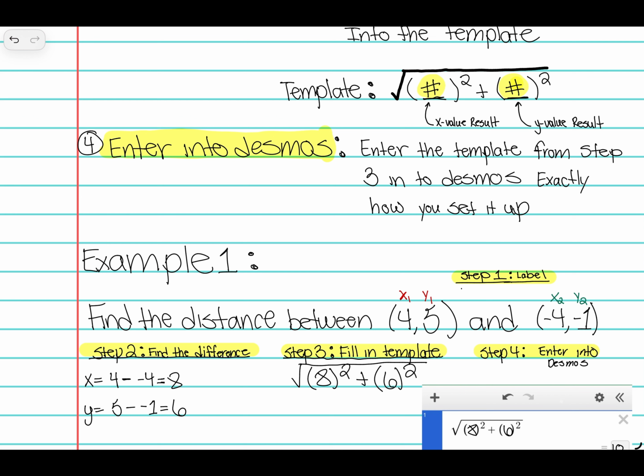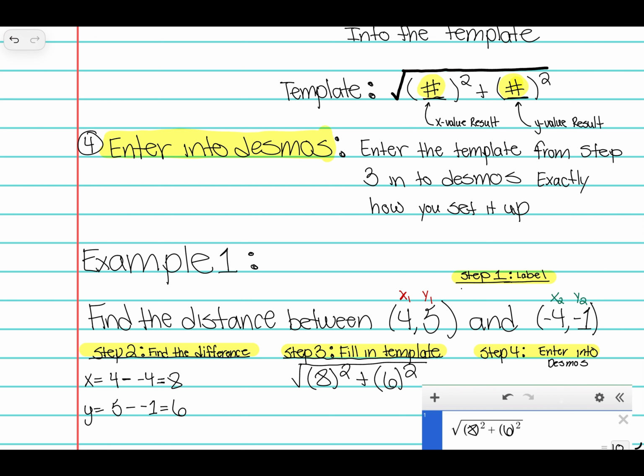So I'm going to do my x values. The first x value was 4. So I got 4 minus -4, which is the second x value, and when you do that, that'll give you 8. And then we're going to do our y values. The first y value was 5. We subtract that from the second y value, which is -1. And that's going to give me 6.